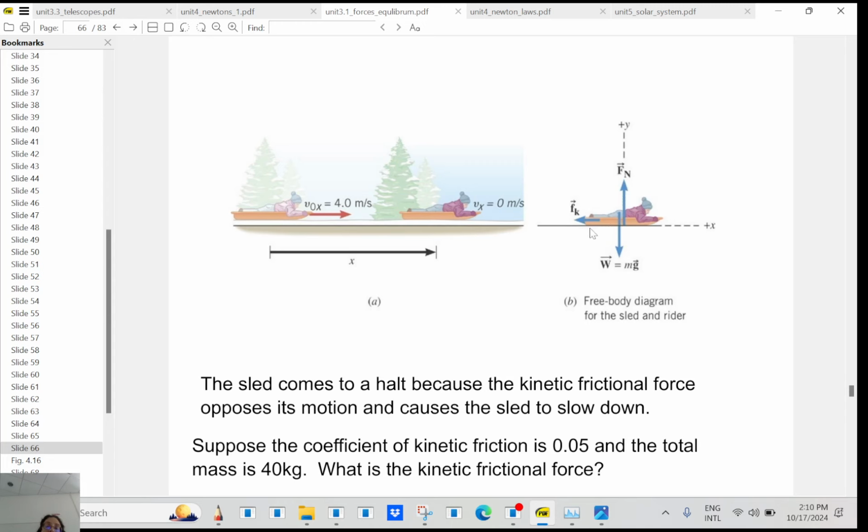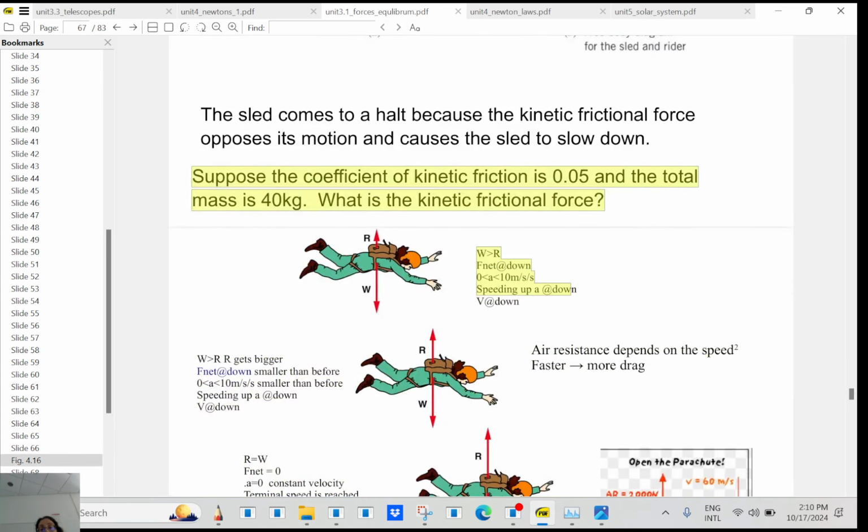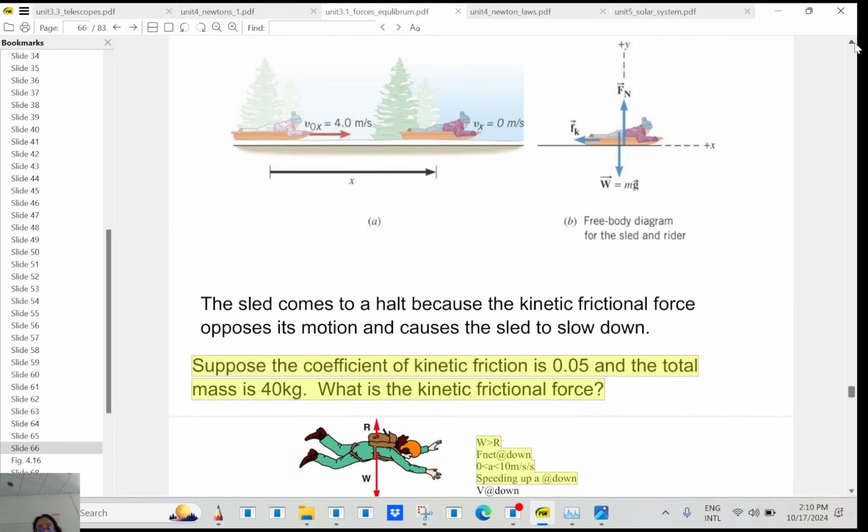And then you have kinetic friction. So very easy here. What is the kinetic friction in that case? And you have the coefficient.